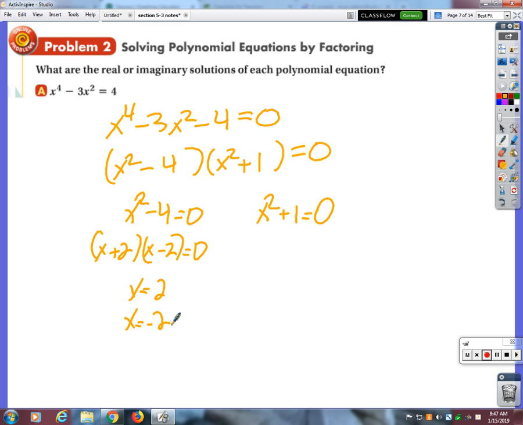Okay, this one does not factor. Right, and so to solve this one, we would subtract 1 from both sides. Then how do I get rid of the squared? Square root it. And what is the square root of negative 1?